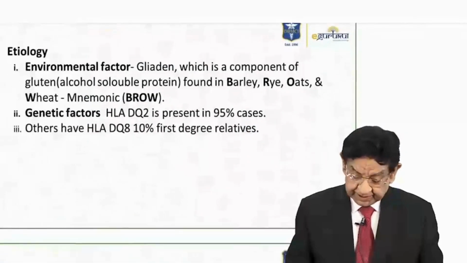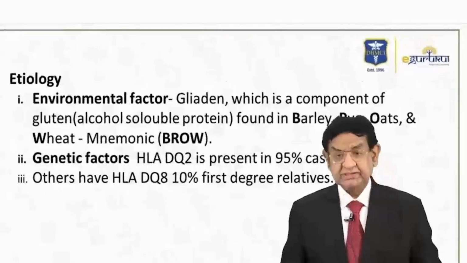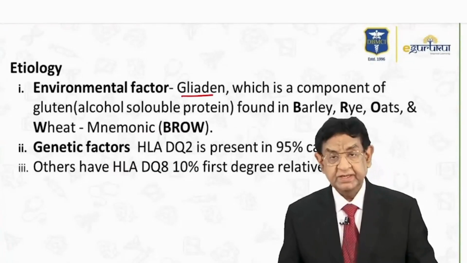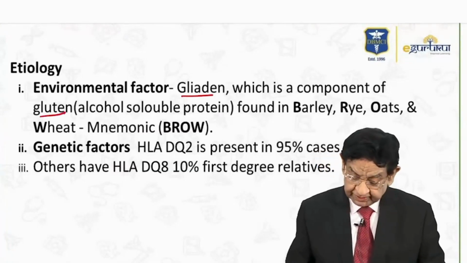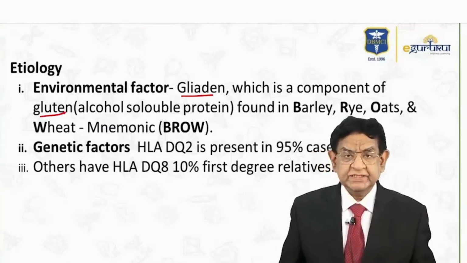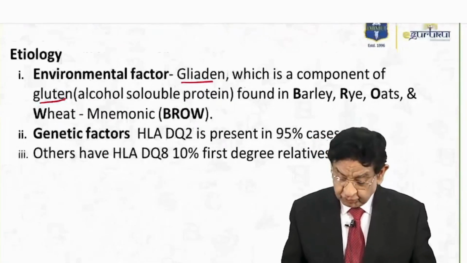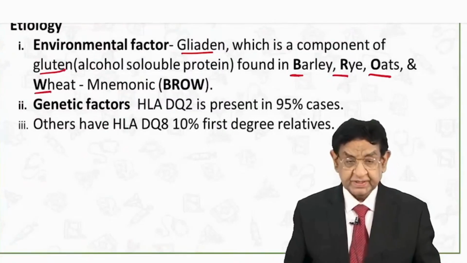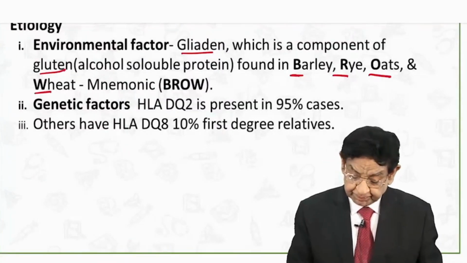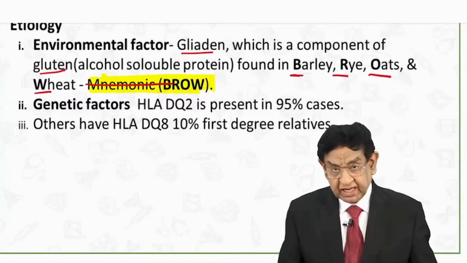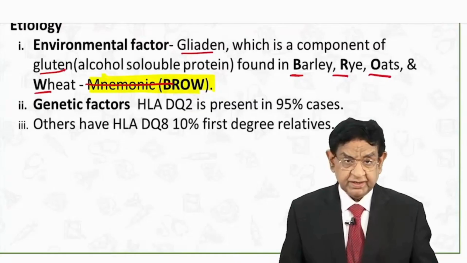Now what is the etiology? As we discussed in the previous slide, gliadin is the main culprit, which is a part of gluten, which I just told you. But what is most important? Where is this gluten present? Food items are barley, rye, oat and wheat, and the mnemonic is BROW. Okay, remember the mnemonic. B for barley, R for rye, O for oat and W for wheat.